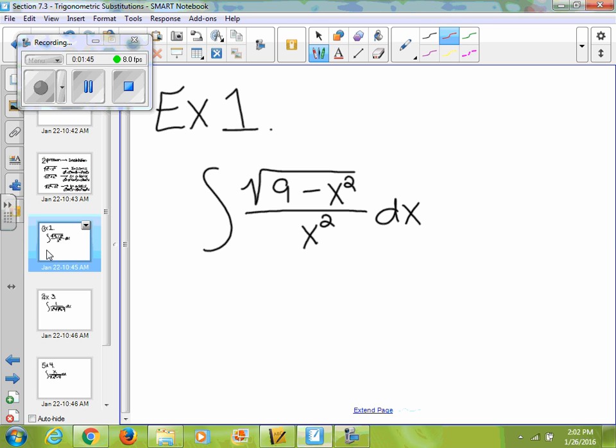Okay, so if I look at example 1, I'm asked to integrate the square root of 9 minus x squared divided by x squared dx. So the first thing I'm going to do is rewrite this top in terms of squares. The square root of 9 is the same thing as 3 squared minus x squared, which means that my a is going to be equal to 3.